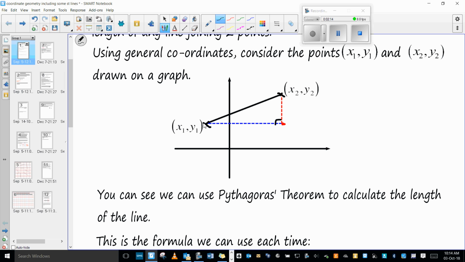So we know that we can find the length of that line as long as we can work out the length of the red line and the length of the blue line. Well, let's think about how we would plot a coordinate. We plot this coordinate here by finding x2 on this axis, correct? And y2 on that axis.